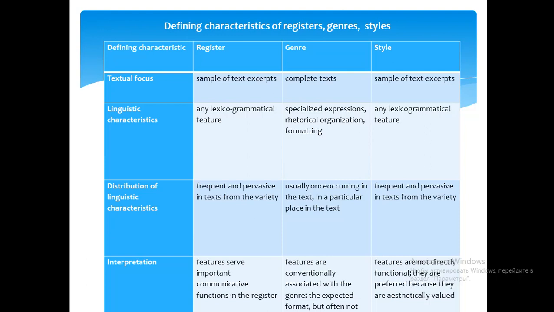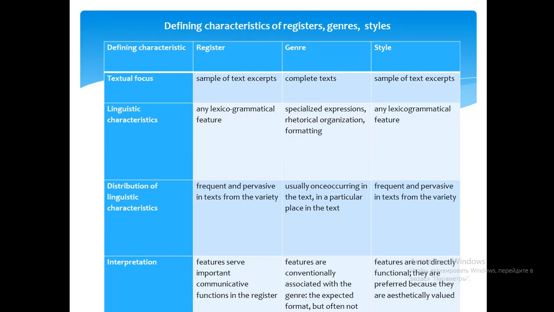In contrast to the focus of the register perspective, the genre perspective usually focuses on language characteristics that occur only once in a text. These features serve a crucial role in how texts from a particular variety are constructed. For this reason, genre studies must be based on analysis of complete texts from the variety. These language features are conventionally associated with the genre. They conform to the culturally expected way of constructing texts belonging to the variety.